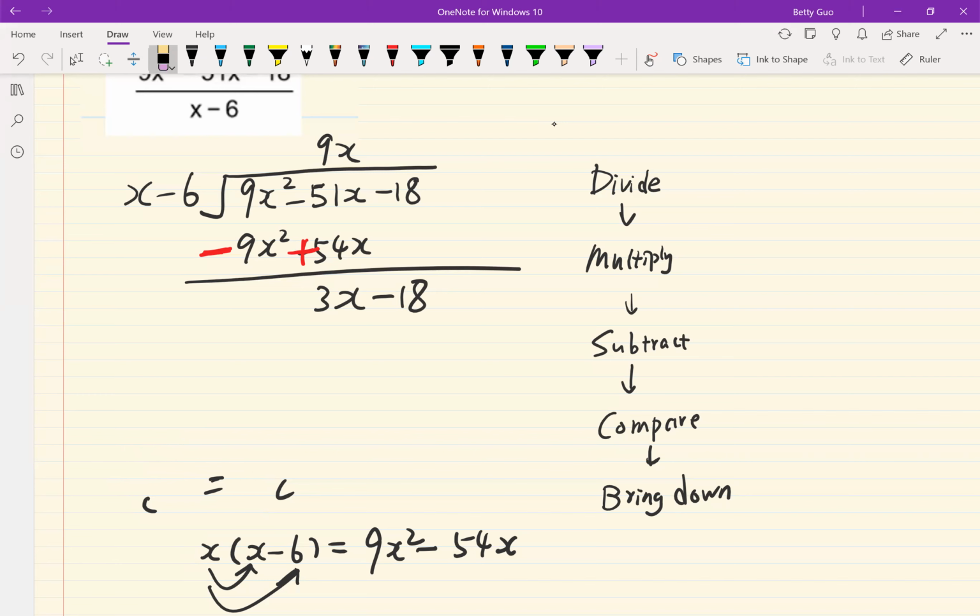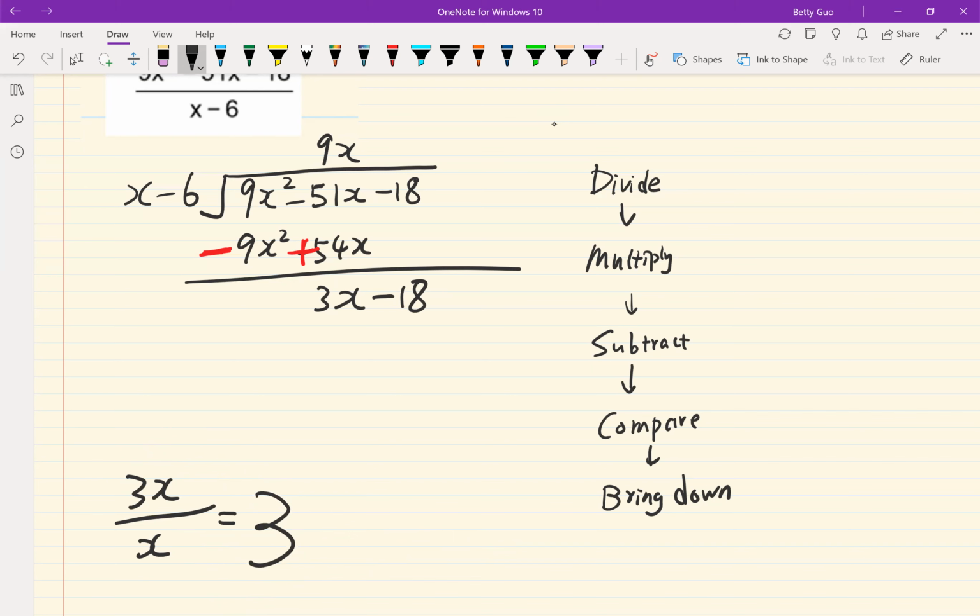Divide. So the 3x minus 18 now is the new dividend, right? Divide the leading term in the dividend 3x by the leading term in the divisor x. What's the quotient? Positive 3, okay? Yeah, positive 3 here. You write positive 3 right above negative 18. And multiply the quotient 3 by the divisor. What's the product? 3x minus 18.